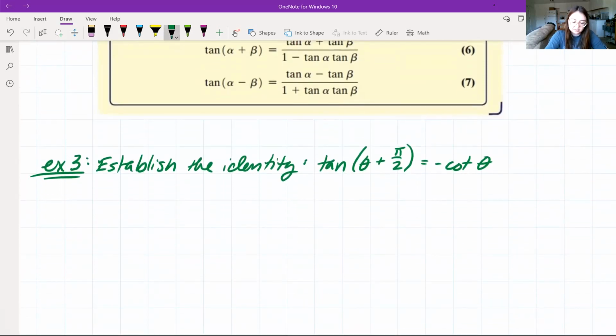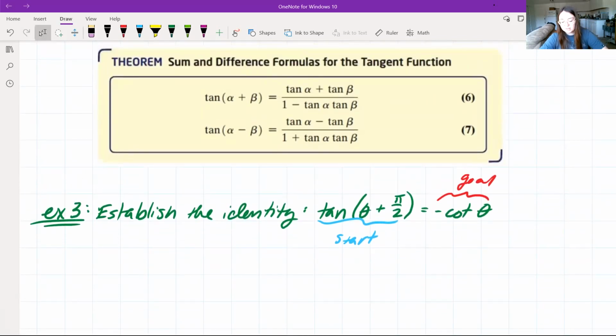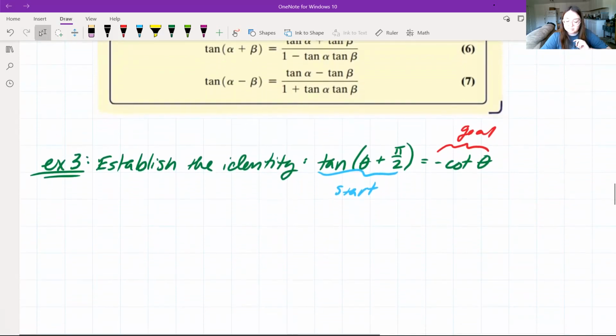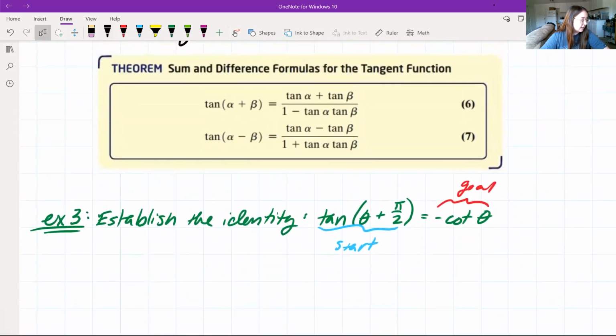So example 3, we want to establish the identity tangent of theta plus pi over 2 is equal to negative cotangent theta. So once again, we see this is our more difficult side, so we're going to start with our left side, and our goal is our right side. All right. So what we see here is that we have tangent of theta plus pi over 2.